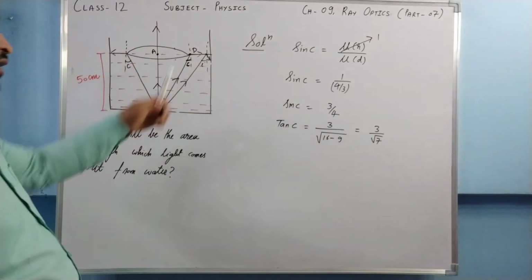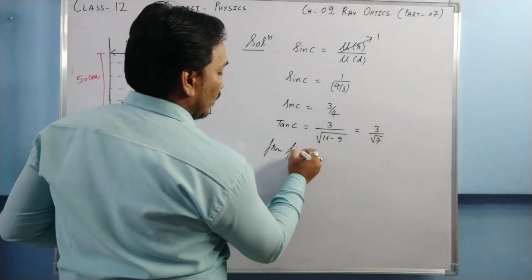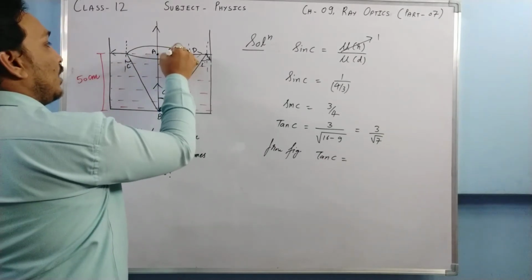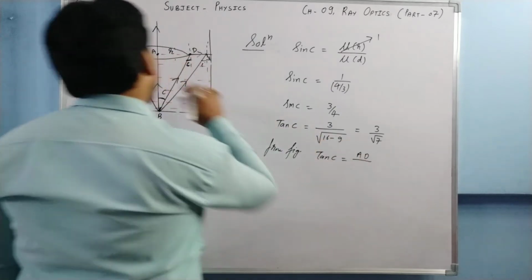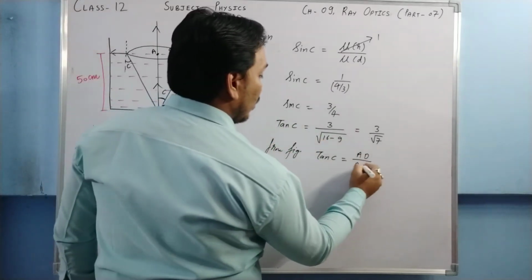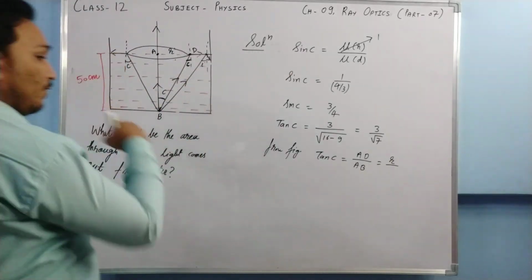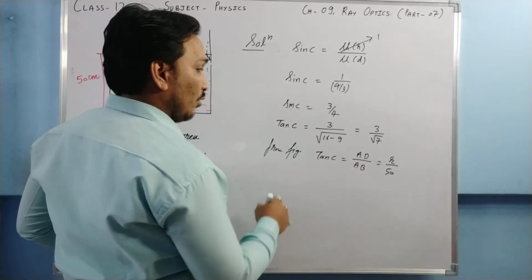But in the right angle triangle, from the figure, tan C is equal to what? Let's say this is your R. So AD is the perpendicular, and the base will be AB. AD is R, and AB is given, it is 50 centimeter. So this value of tan C and this value of tan C we are going to equate.